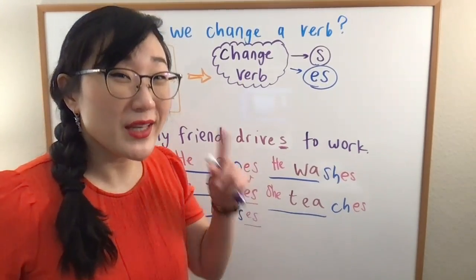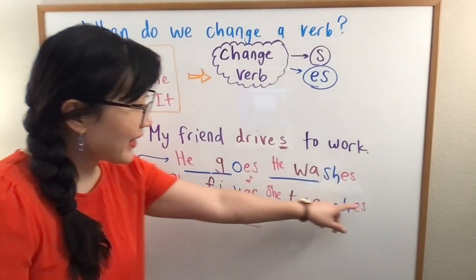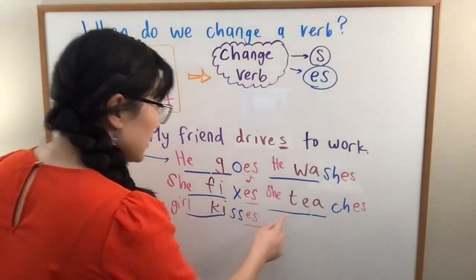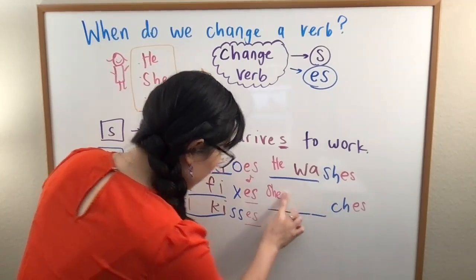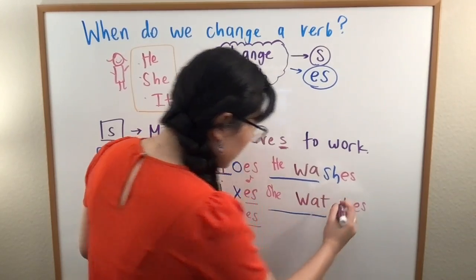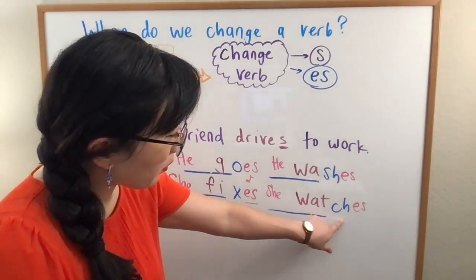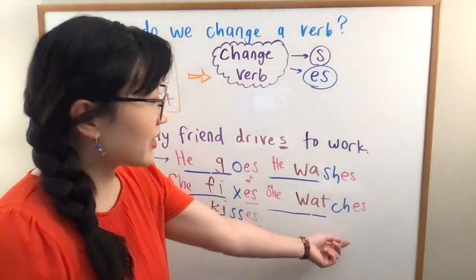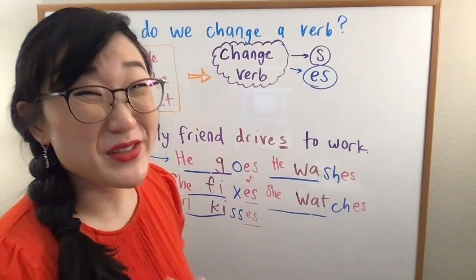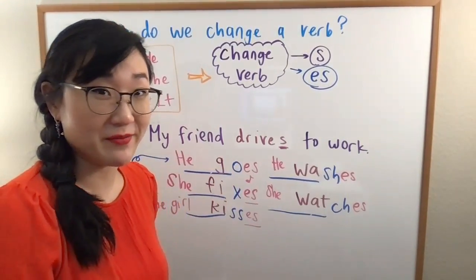Okay? So what we need to remember for the second rule is that I can change this part. I can say, for example, let's say I want to say she watches TV. She watches TV. The most important part is what is in blue. The CH, the SH, the O, the X, the SS. There is no simple way to remember this. It's just practice, practice, practice. Okay?